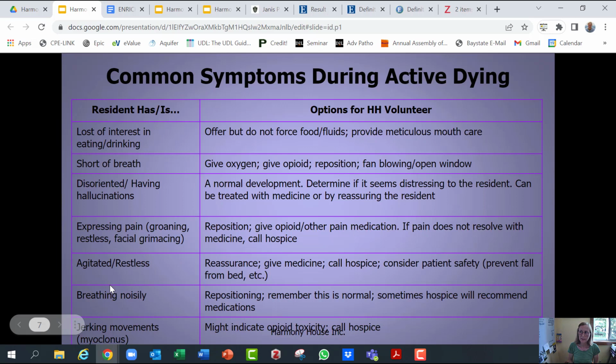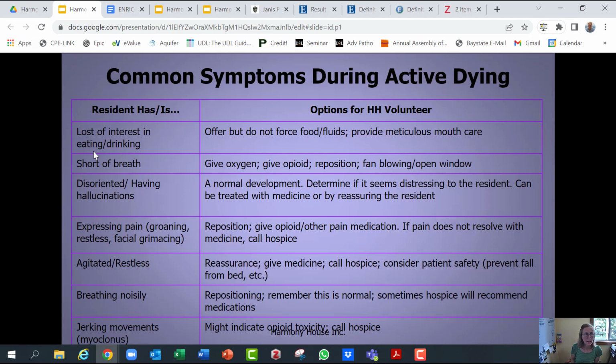So what are some of the common symptoms that occur during active dying? We already mentioned the loss of interest in eating or drinking. The way we're going to intervene there is to offer but not force food or fluids. And if somebody does not want food or fluids, to provide meticulous mouth care. So we want to make sure that someone's not experiencing a dry mouth or any kind of sense of thirst.